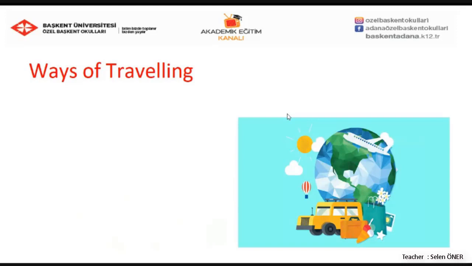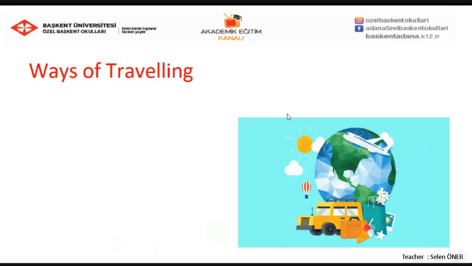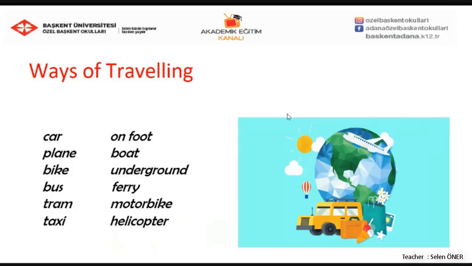Good. Ways of traveling. Do you enjoy traveling? I'm sure you do. Okay. How many ways are there to travel around your city or town? Actually, there are a lot of ways. Car, plane, bike, bus, tram, taxi, on foot, boat, underground, ferry, motorbike, and helicopter.